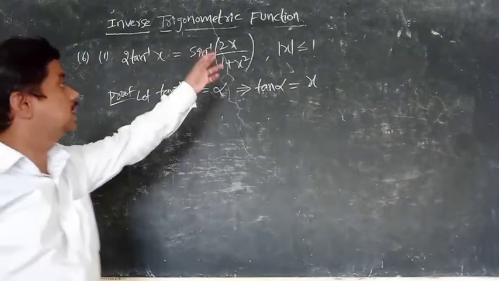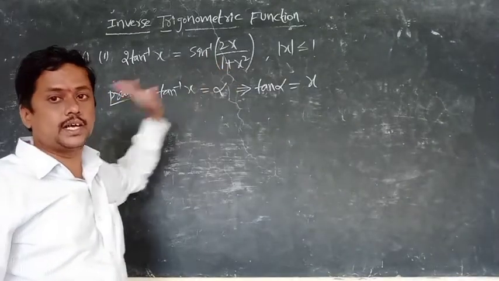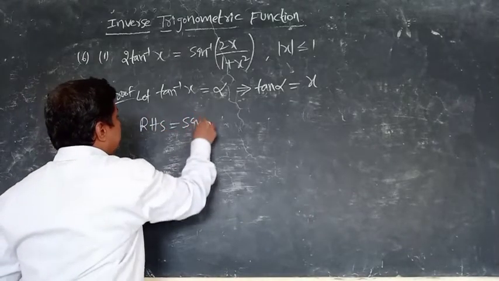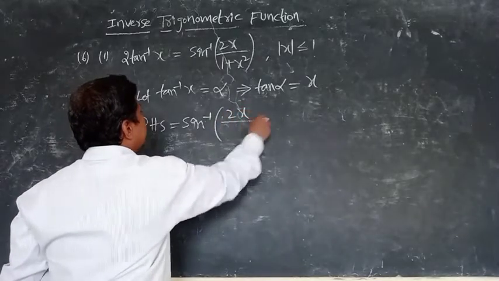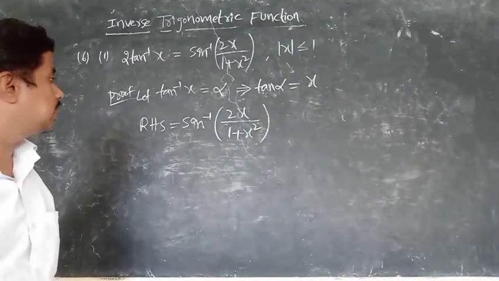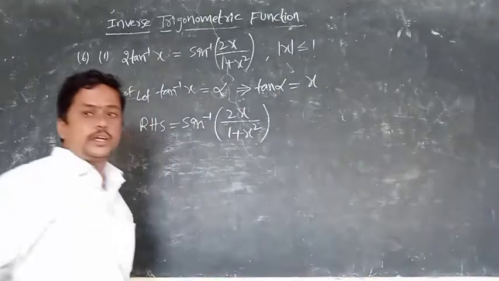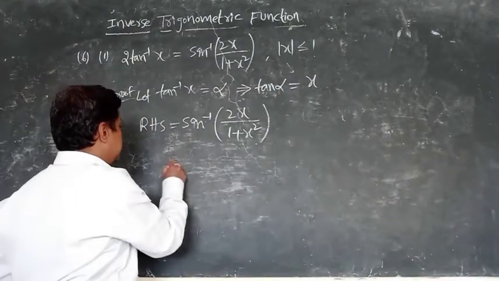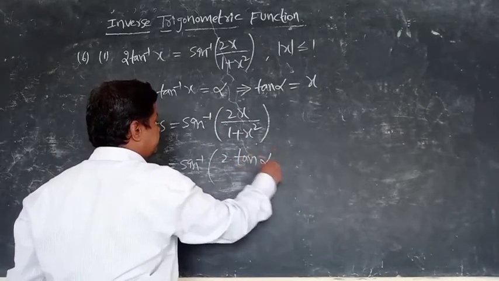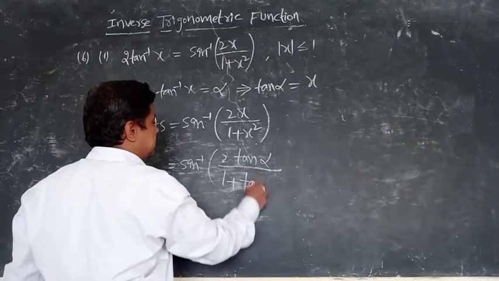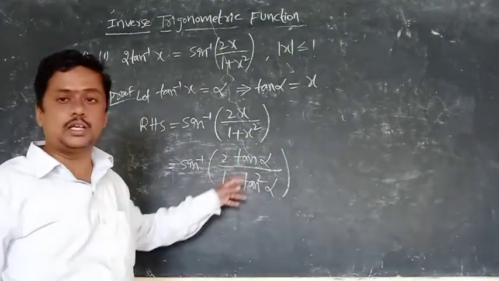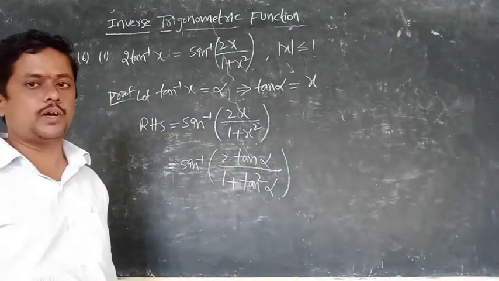Let us consider the RHS. RHS is equal to sin inverse of 2x divided by 1 plus x square. Substitute the x value, which is tan alpha. So therefore sin inverse of 2 tan alpha divided by 1 plus tan square alpha. So what is the formula? 2 tan alpha divided by 1 plus tan square alpha, one formula is there.